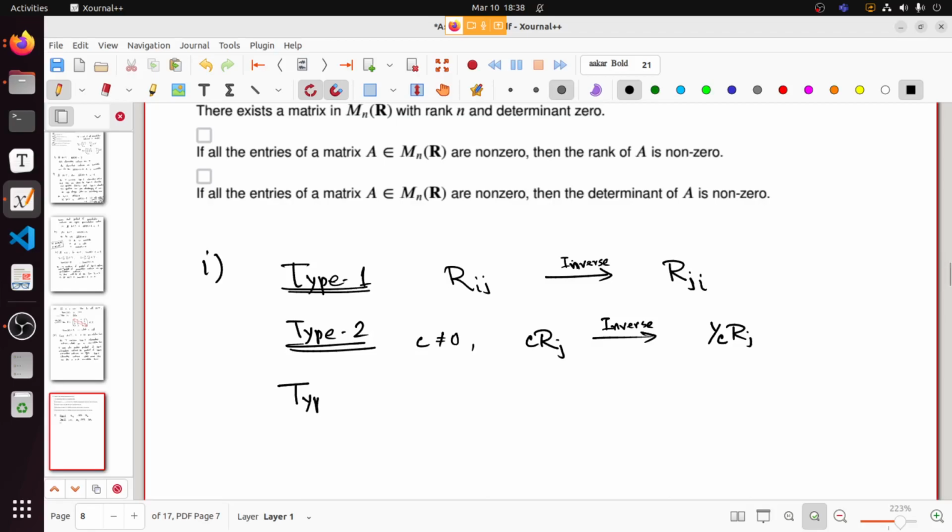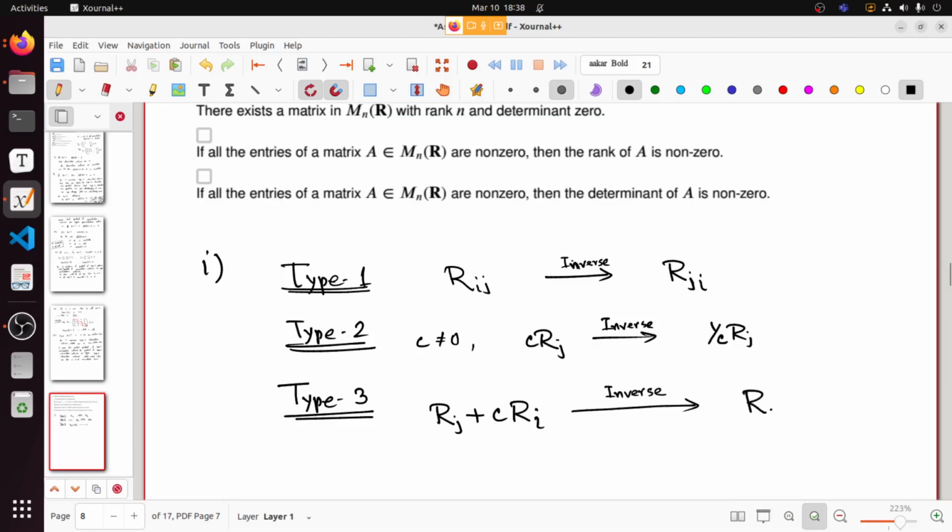And for type 3, what is type 3? This is taking the jth row and adding c times the ith row, right? So this is the type 3 elementary row operation. Then what will be the inverse?